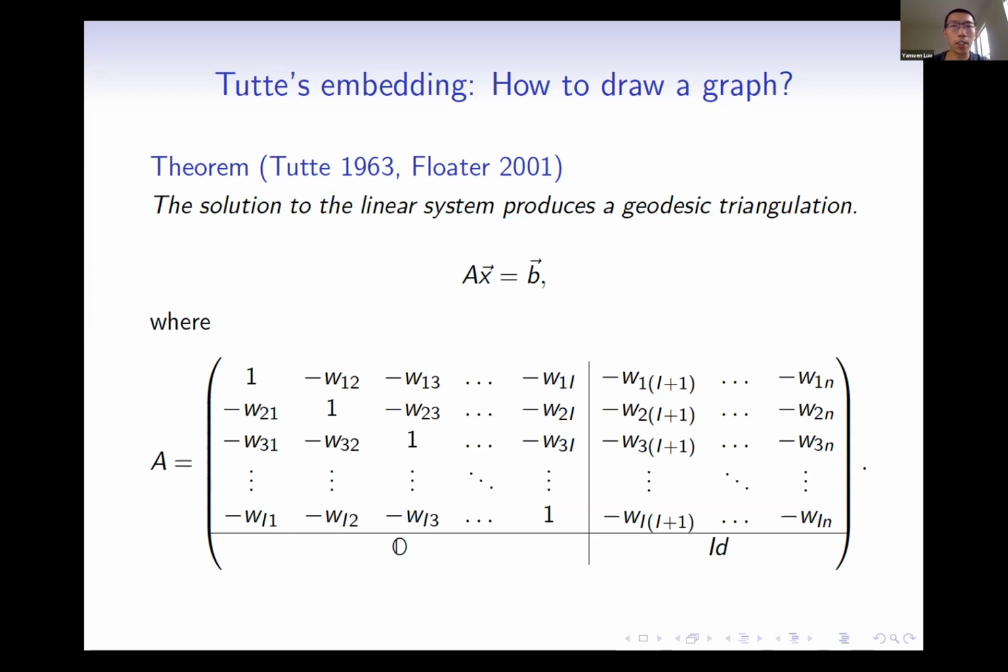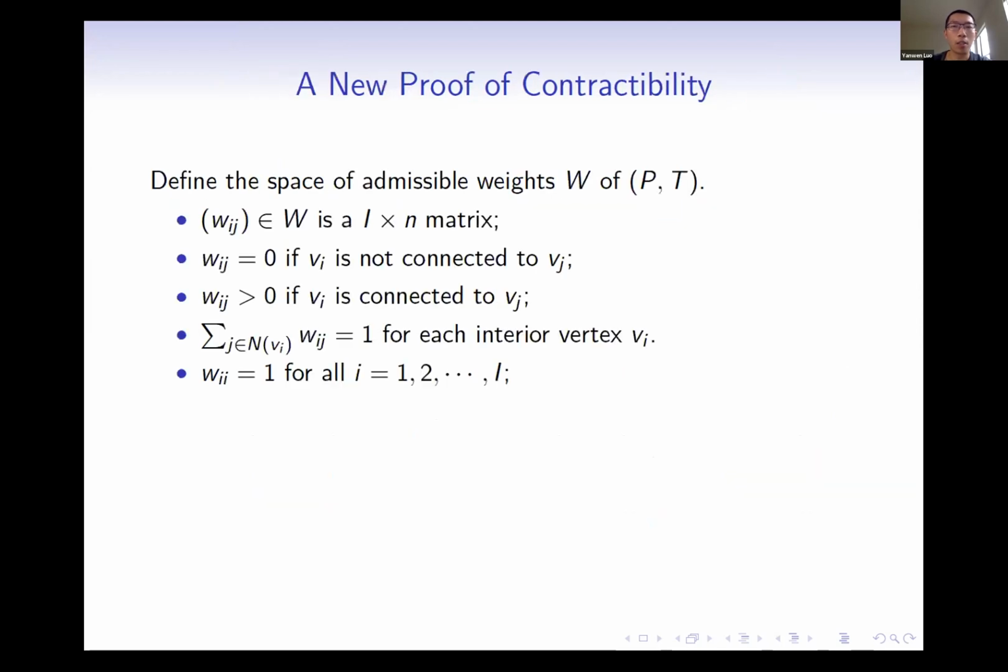But yeah, so this is the introduction for Tutte embedding, but I'm going to use Tutte embedding in a different way. Instead of thinking about this as a map, we're going to use this map to show contractibility. So when we try to show that the space of geodesic triangulations is contractible, the basic idea is we're going to construct a space, the space of admissible weights here, and try to show that the space of weights is homotopy equivalent to the space of geodesic triangulations.